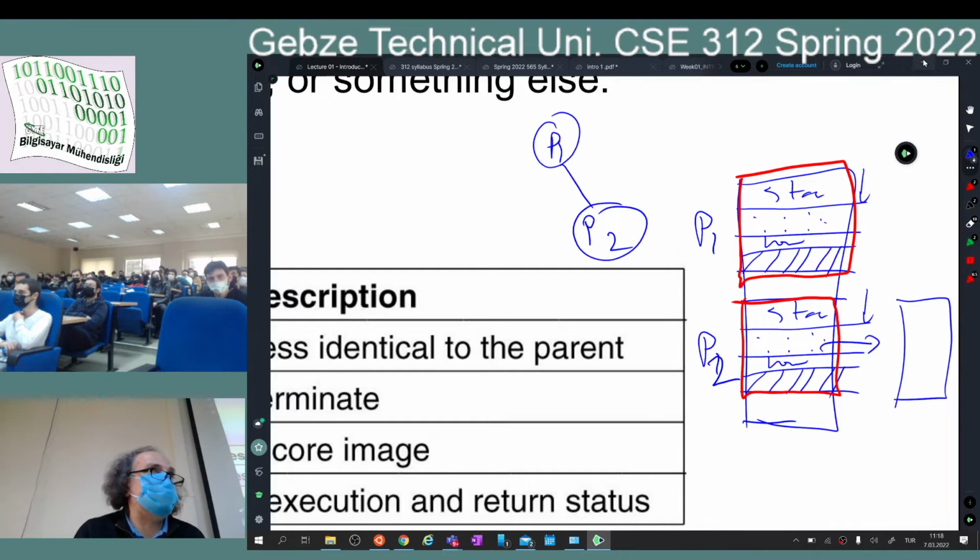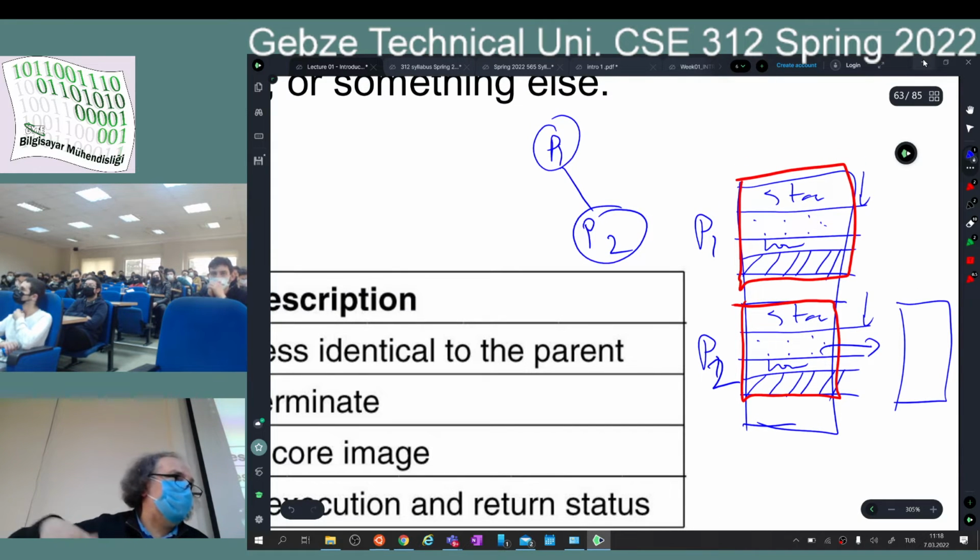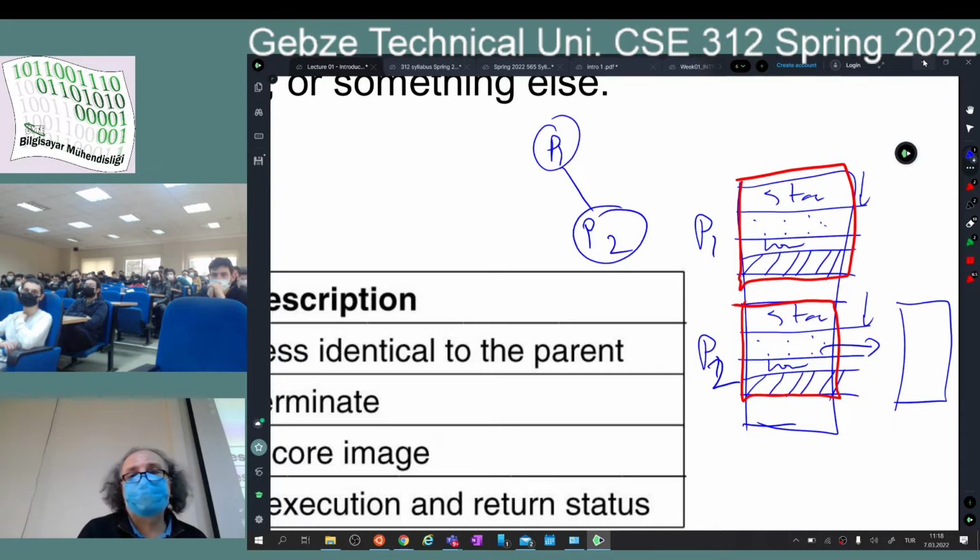So the operating system, with the help of the hardware, makes P1 and P2 think that they have their own address space. In fact, they do have their own address space, but they are using the same numbers to access the variable named A or B. But in fact, they are using different places in the memory. Did I answer your question?